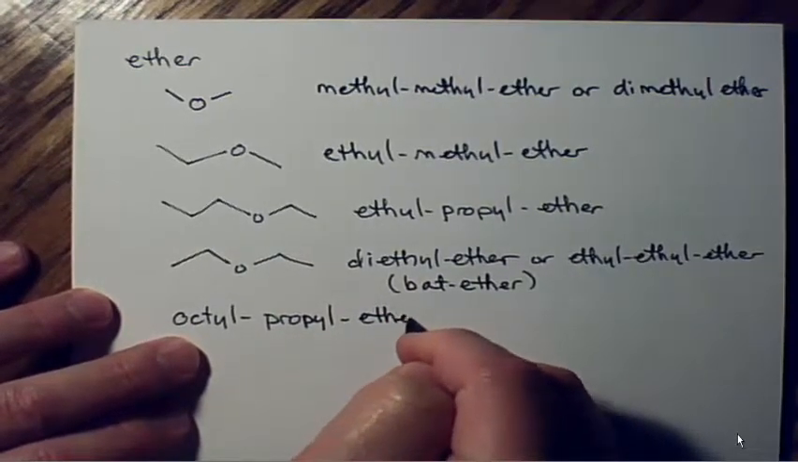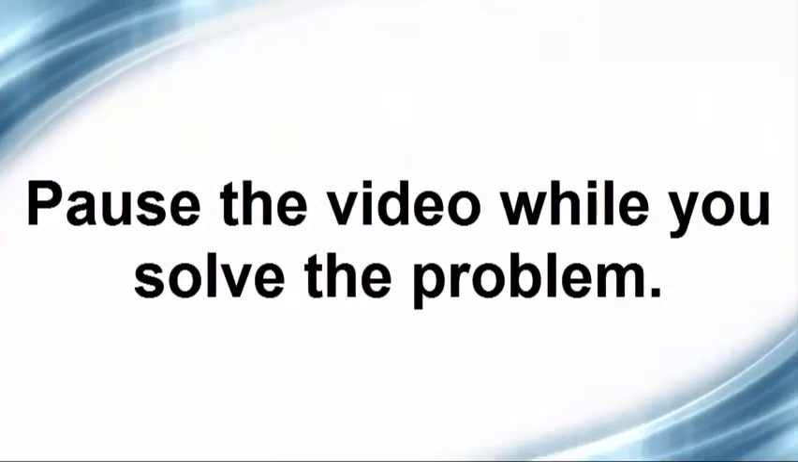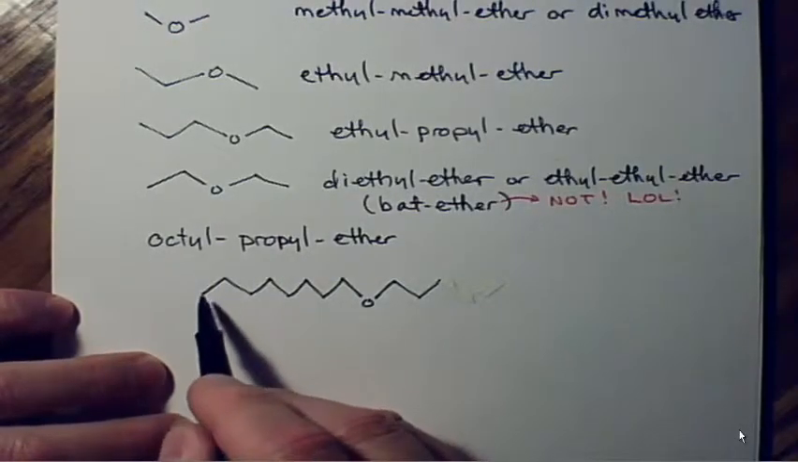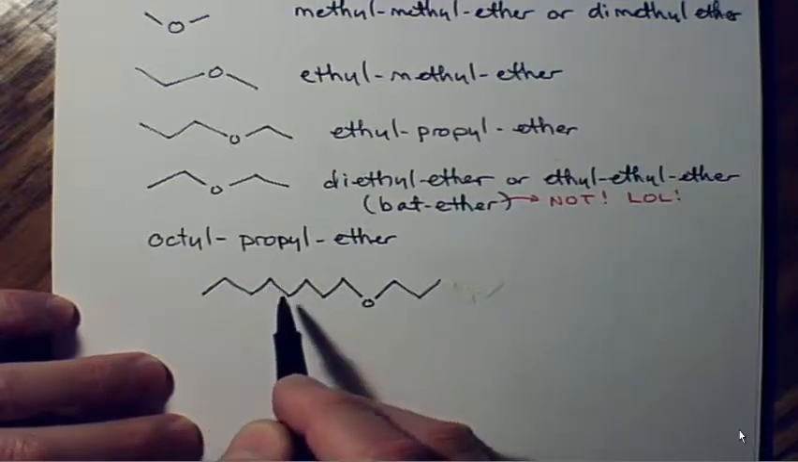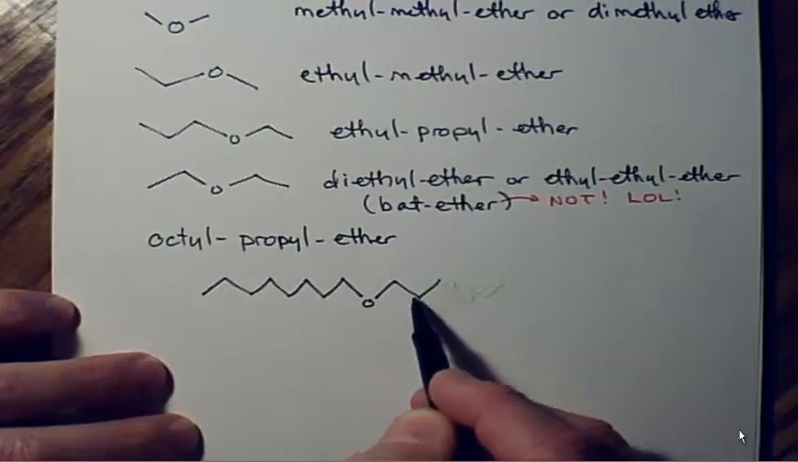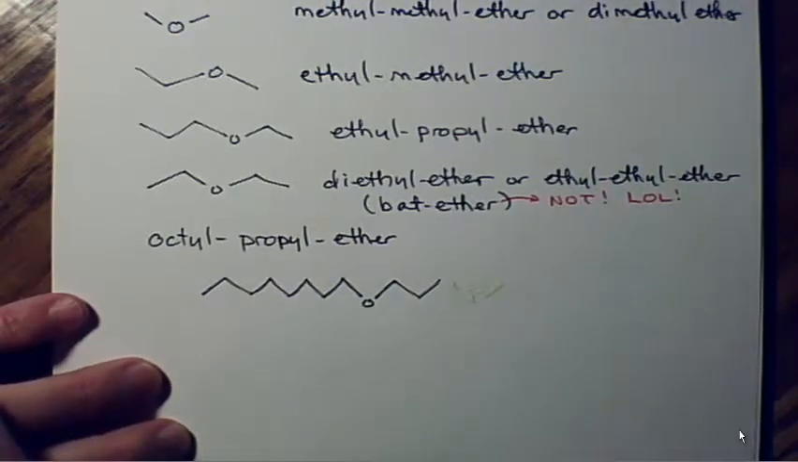All right, give me the structure of this, please. Give me the structure of that. Ten points off. There you go. All right. So octyl propyl ether. 1, 2, 3, 4, 5, 6, 7, 8 carbons on one side. Propyl is meth, eth, prop, or 3 carbons long. There's octyl propyl ether.